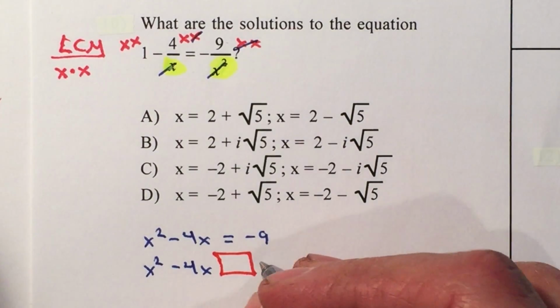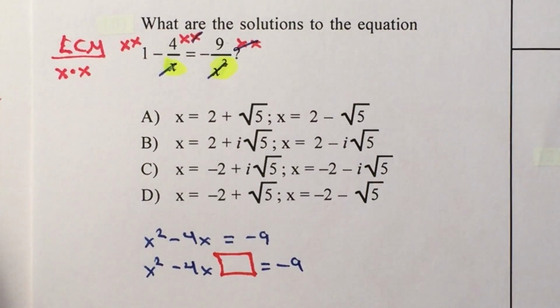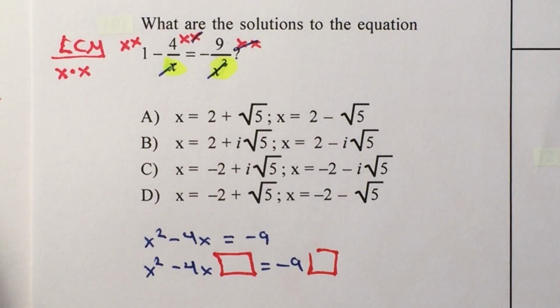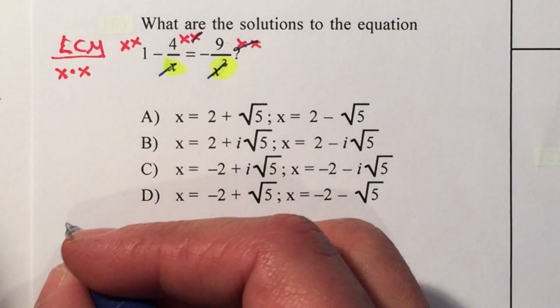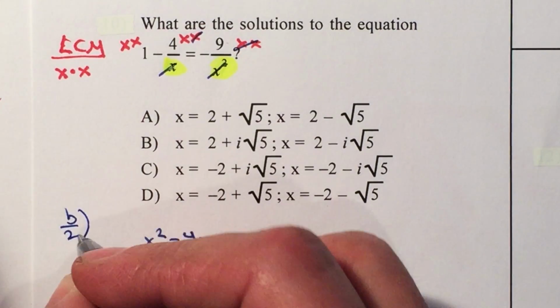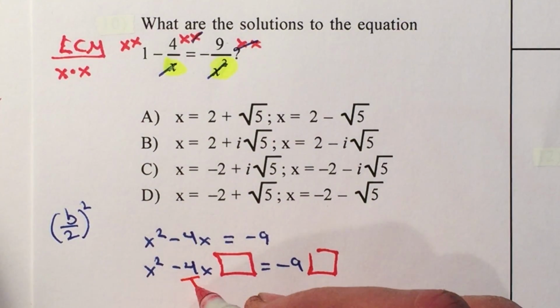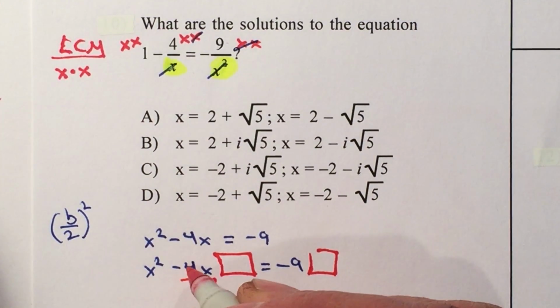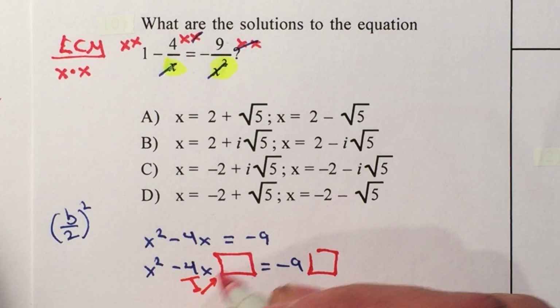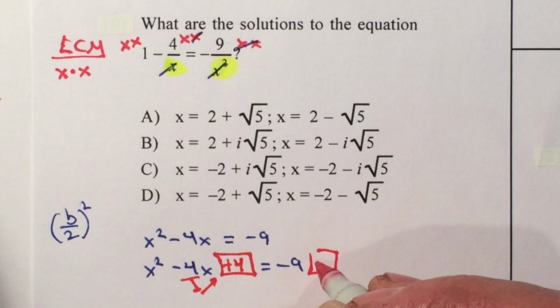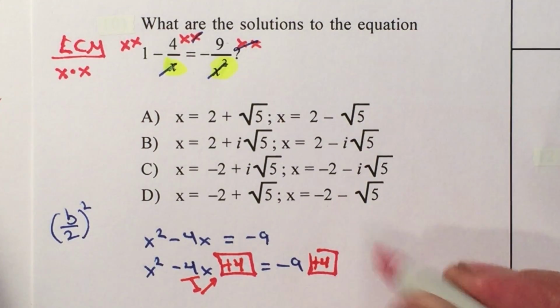I'm going to complete my square, equal to negative 9. And while you add on one side, I need to add to the other side. And one number goes in here. This number is going to be b divided by 2, and you're going to square it. Basically, you're going to take half of b, and you're going to square it. Half of negative 4 is negative 2, squared gives me positive 4. And what I do on one side, I need to do to the other side.